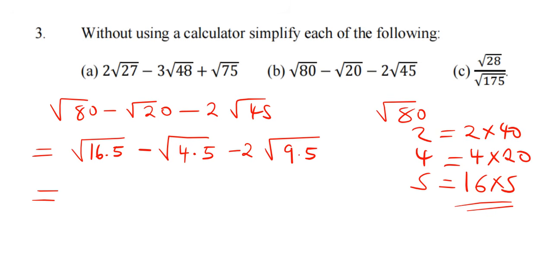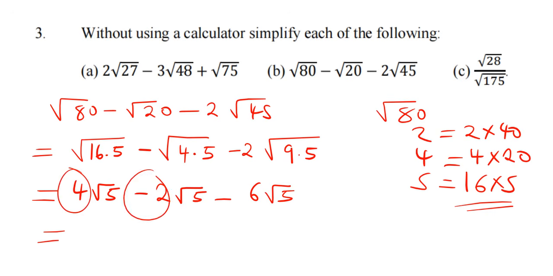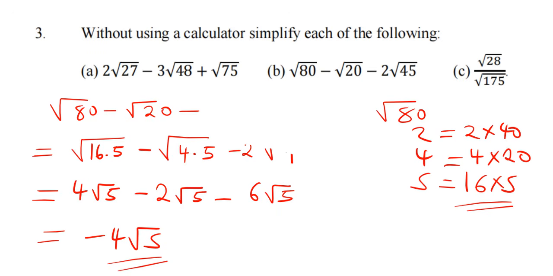The square root of 16, that is a 4. Then that will be root 5. Minus the square root of a 4, it will be 2. Okay, then root 5. Minus the square root of a 9, that will be 3. Now that 3 is going to multiply with the 2 there, we're going to have a 6 root 5. Okay, since we have the like terms, we're just going to say 4 minus 2, that is a 2. A 2 minus 6, we're going to have a negative 4. So we're going to have negative 4 root 5. So this will be our final answer.